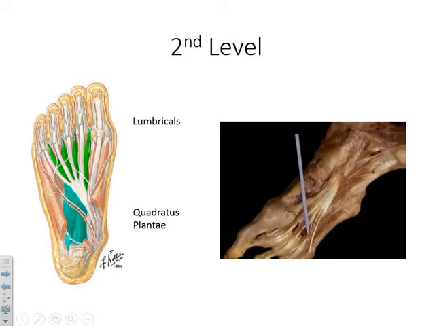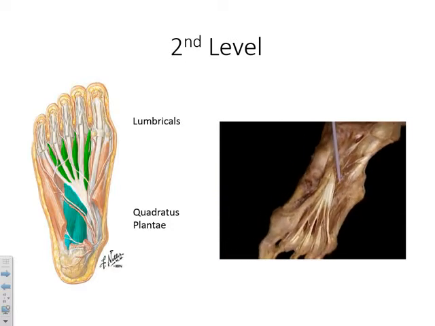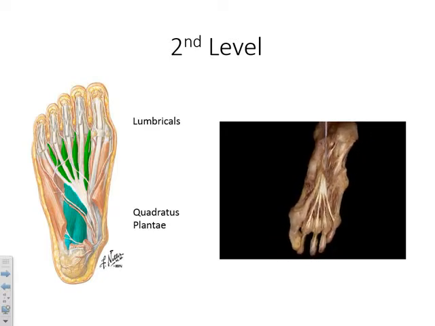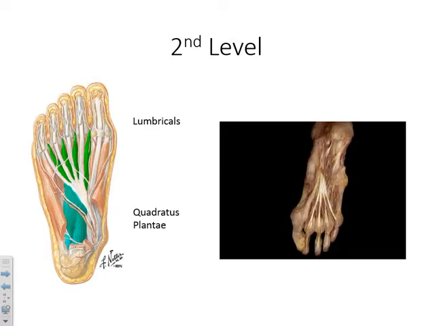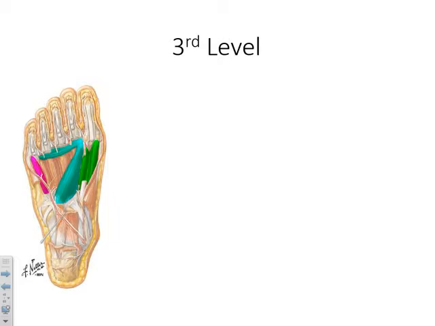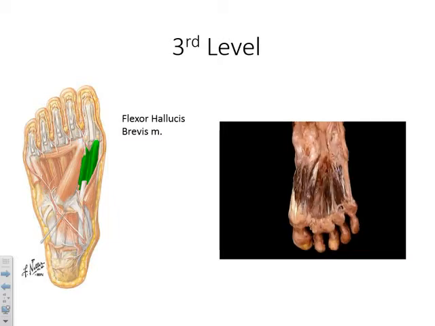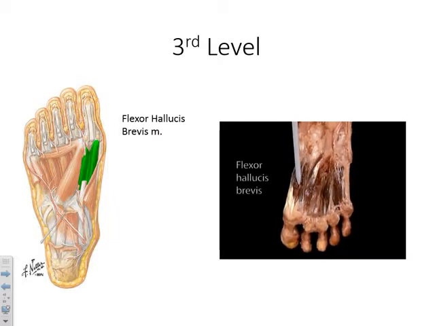Next, we have our lumbricals, very similar to what we saw in the hand, originating off the tendons of flexor digitorum longus and inserting on the extensor hood of the dorsum of the digits. As with the hand, contraction leads to flexion of the metatarsophalangeal joints and extension of the interphalangeal joints. This brings us to the third plantar layer of muscles. We first look at flexor hallucis brevis.